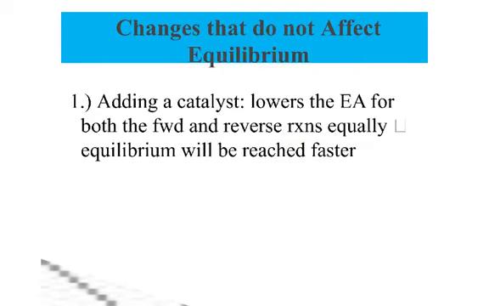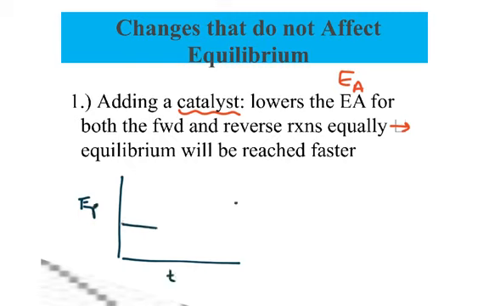We have 2 changes that are not affected by equilibrium, and the first one is adding a catalyst. Adding the catalyst lowers the EA. Remember, EA is actually written like that. And the EA is the sort of hill that the reactants have to climb. So if we think of our graph like this, you've seen this before, reactants becoming products, going back to Unit 1, this is our activation energy, the hill that the reactants have to get over to become products.